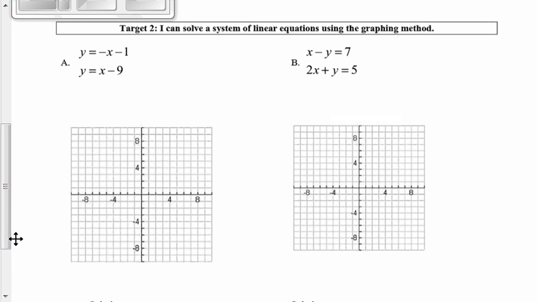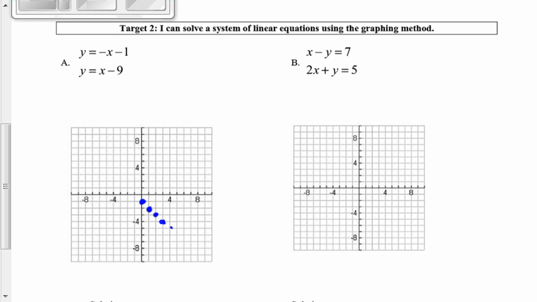Target 2, we were solving by graphing. So on A, those equations are both in slope-intercept form, so I'm going to go straight into graphing. That top equation has a y-intercept of -1. Let's get that to be a little bit more exact. And a slope of -1. So we're going to go down 1 over 1.